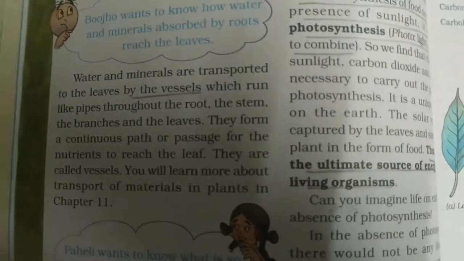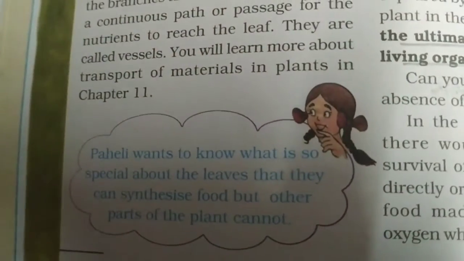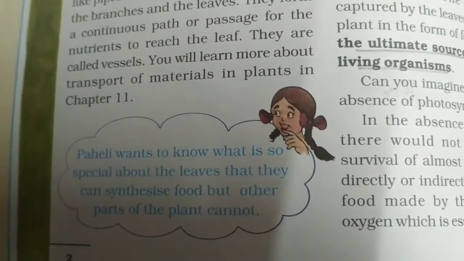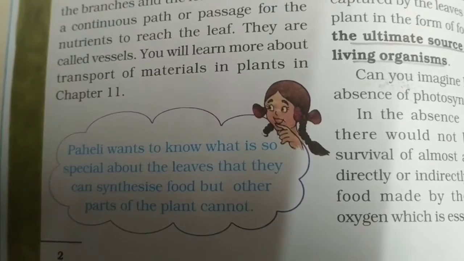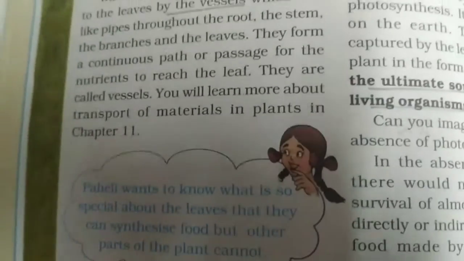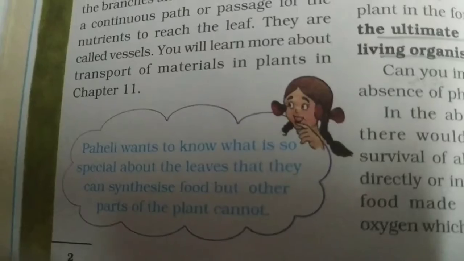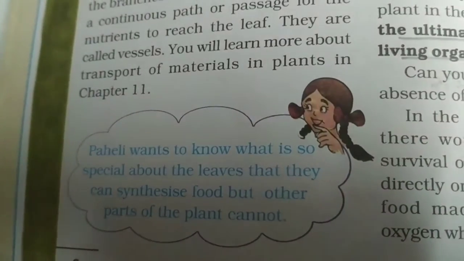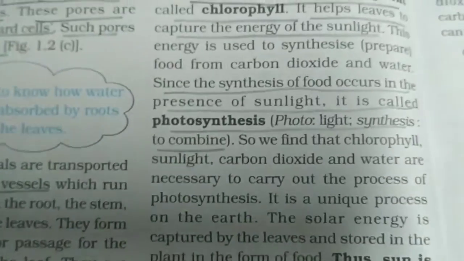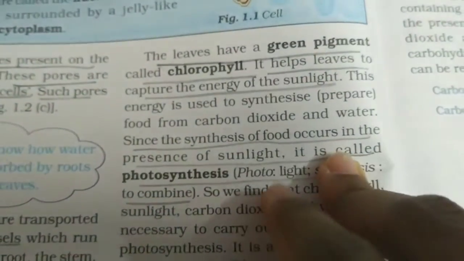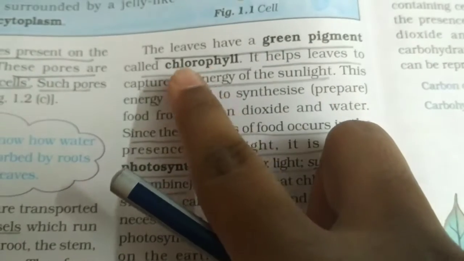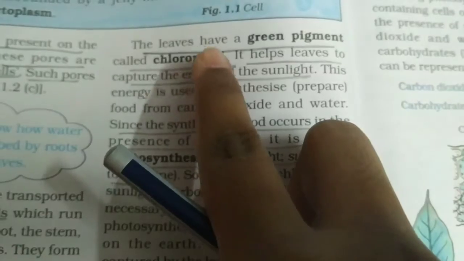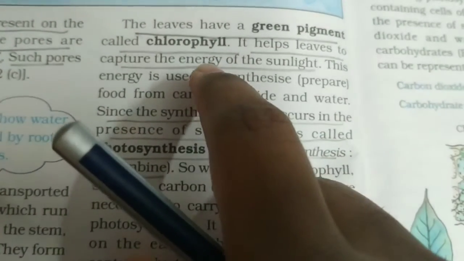Okay. Now there's another question for you all. Someone wants to know what is so special about the leaves that they can synthesize food but other parts of the plant cannot. That is a good question, right? Let's read to that. The leaves have a green pigment called chlorophyll. You all have learned about chlorophyll, right?